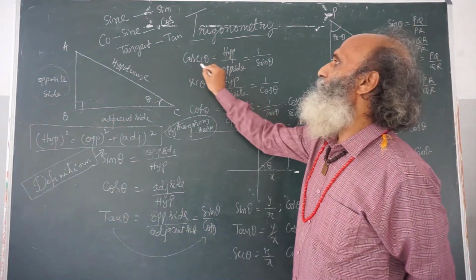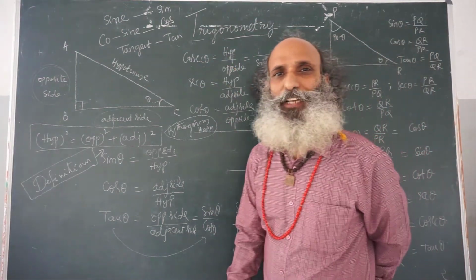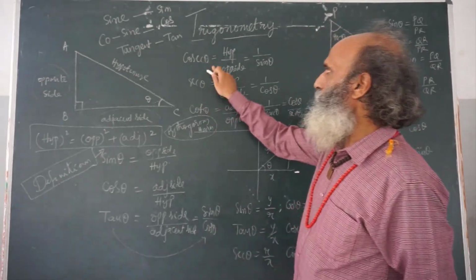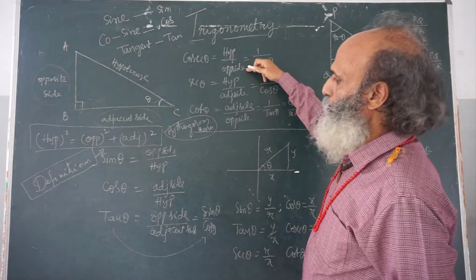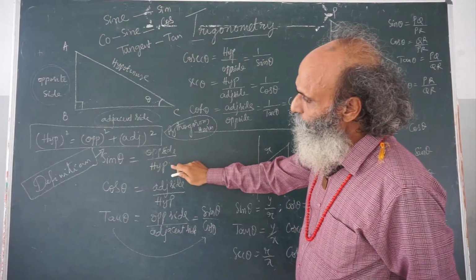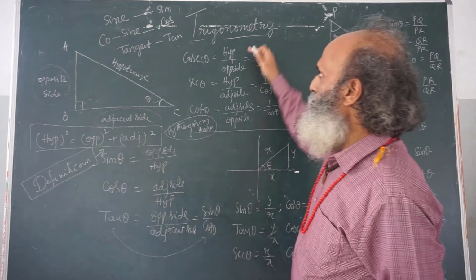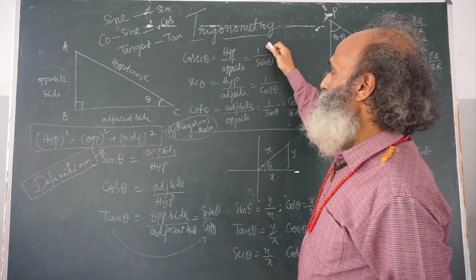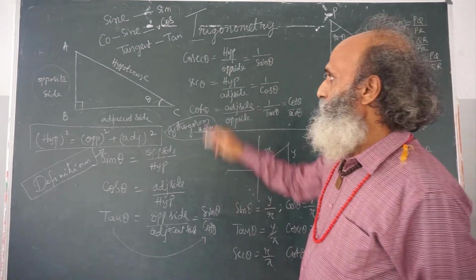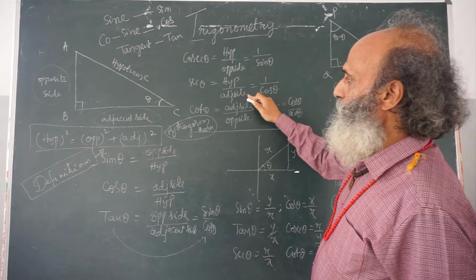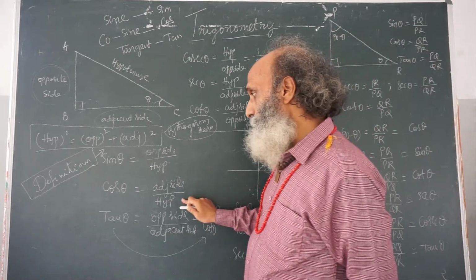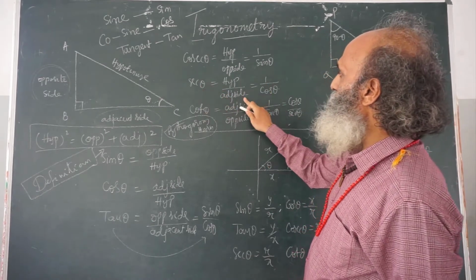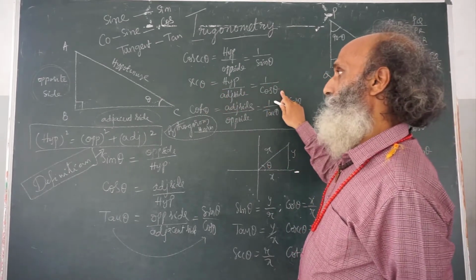Next, cosecant theta. Some people will say cosec theta. Don't use it. Cosecant theta. Cosecant theta is hypotenuse by opposite side. Look, opposite side by hypotenuse is sin theta. So hypotenuse by opposite side is cosecant theta. Therefore, cosecant theta is equal to 1 by sin theta. Secant theta is defined as hypotenuse by adjacent side. But adjacent side by hypotenuse is cos theta. Therefore, secant theta is equal to hypotenuse by adjacent side, which is equal to 1 by cos theta.